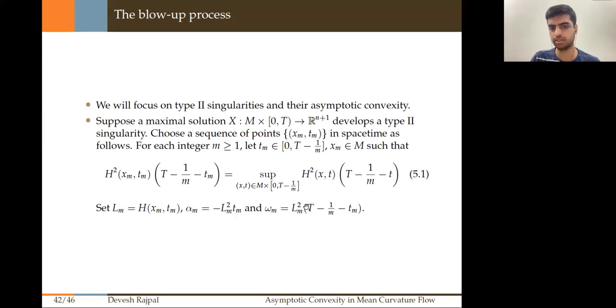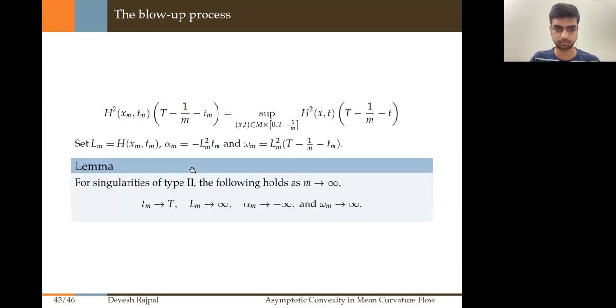Omega m is the mean curvature square times the time difference, T minus 1 by m minus Tm. And the conditions of type 2 singularity imply the following holds. As our sequences approach capital T, the maximal time interval, mean curvature blows up. We are choosing certain supremums, and even though we have multiplied by the time difference, it will still go to infinity.